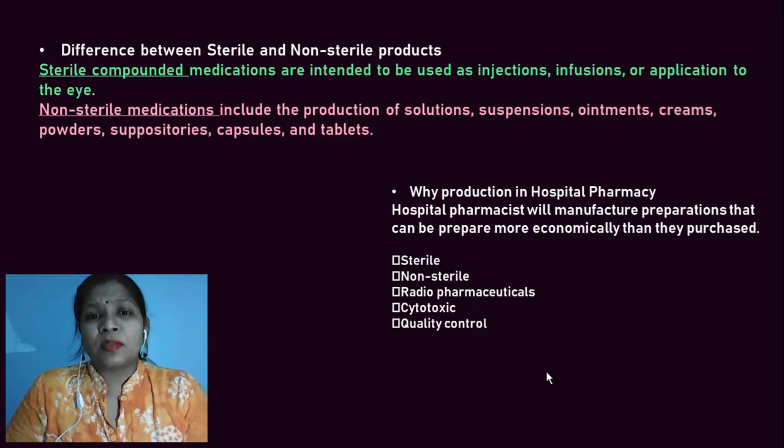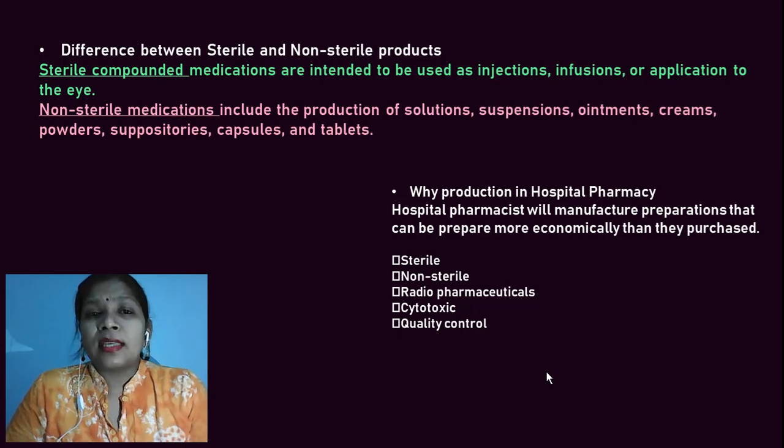Now, why do the hospital pharmacists need to manufacture these things in the hospital? As we all know, there are a lot of pharmaceutical industries which manufacture the sterile as well as the non-sterile preparations. But what is the need? Why does the hospital pharmacist have to manufacture these in the hospital? Now, the reason is economy. That means if the hospital authority feels that instead of purchasing the products from outside or from any manufacturer, the cost of production in-house, that means in the hospital, is less, then definitely there is a production unit in the hospital itself.